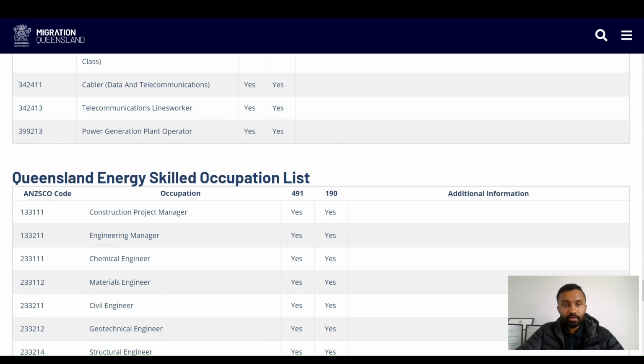So like I said before, get your profile checked, see if you fall into one of these occupations, especially the energy sector. See if your qualifications and work experience are a match before you apply for Queensland.